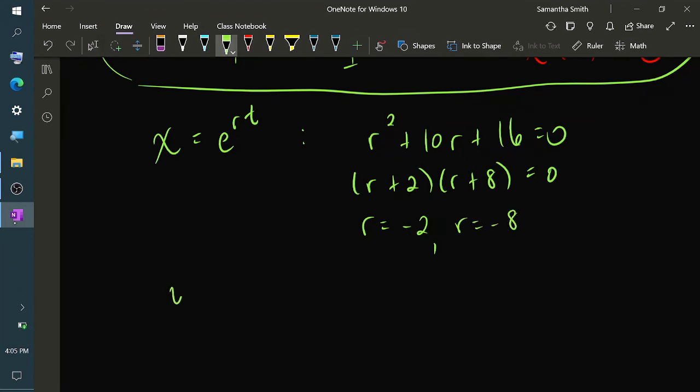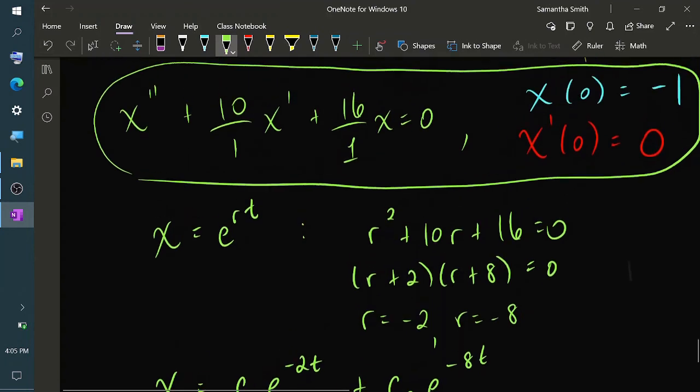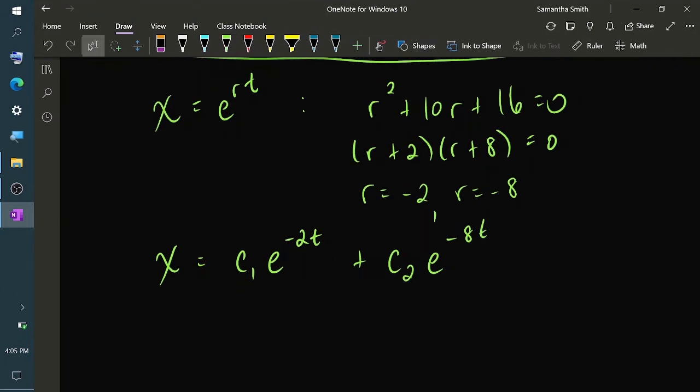So our solution has the form number e to the -2t plus number e to the -8t, and that's x, not y. Now let's go ahead and calculate the derivative of this quantity, since we'll need it to plug in the initial conditions.